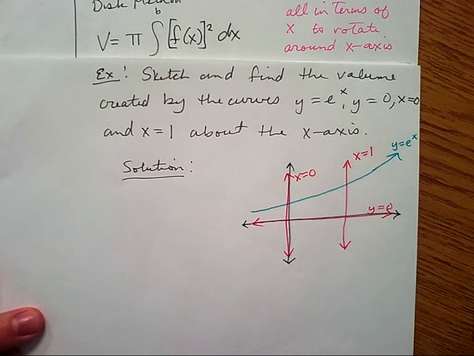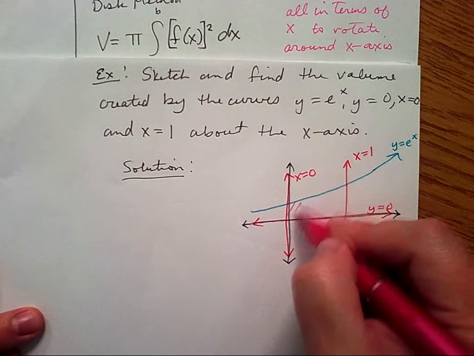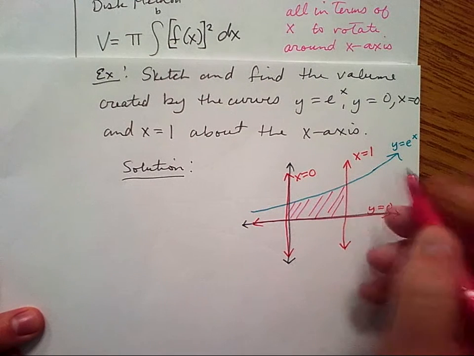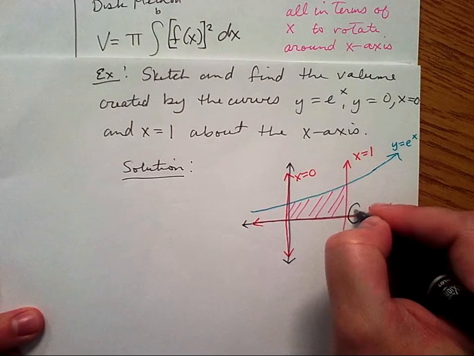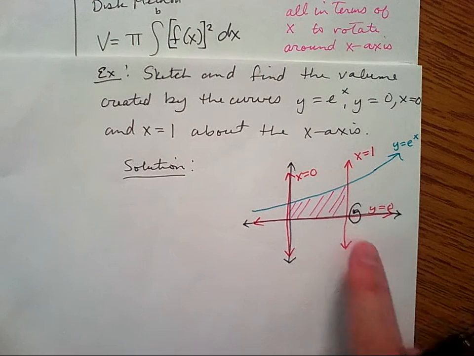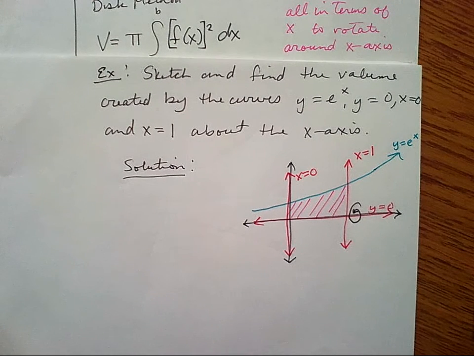Okay, so what I want to shade, what I'm trying to rotate is this. And I'm trying to rotate it around the x-axis. I always like to draw this little circle, and you'll see why in a little bit. If you don't want to draw it, you don't have to, but it helps stay organized, I think. I'm rotating it around the x-axis.